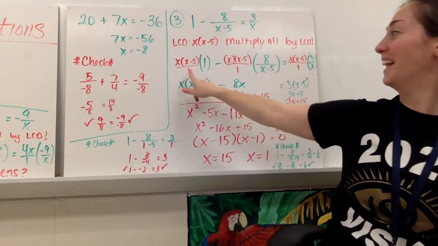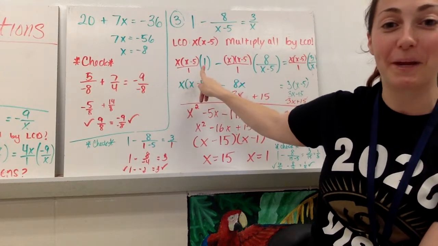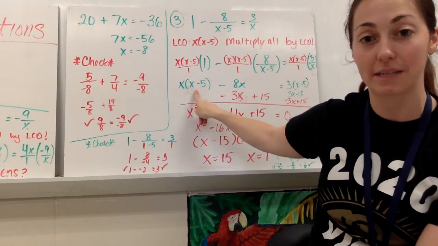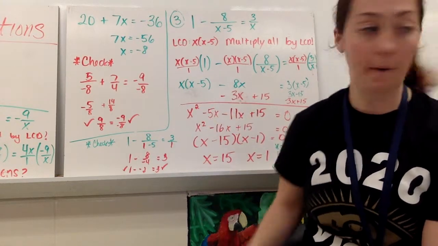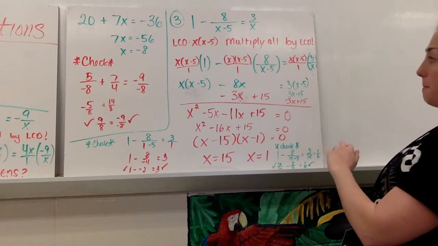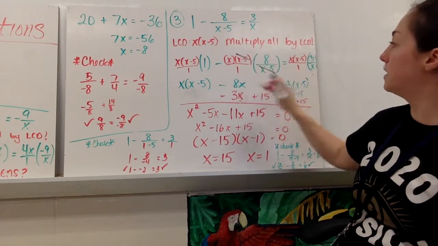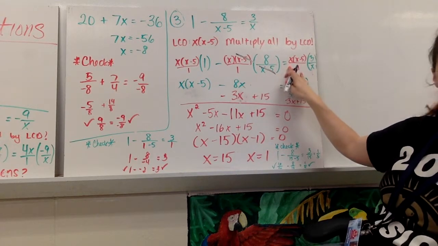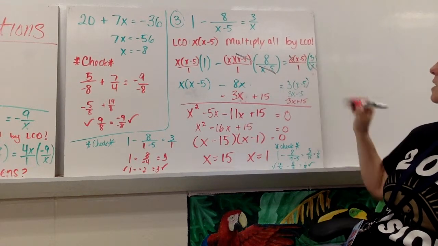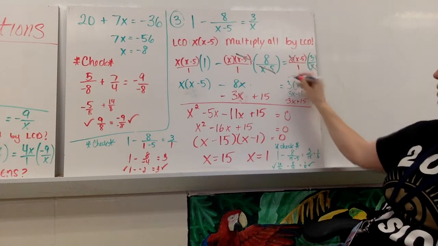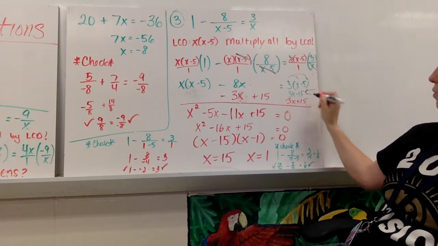All right, so when we multiply everything, x times x minus 5 times everything, you get x times x minus 5. Over here, what cancels? X minus 5 cancels, and I'm left with x times 8, that's 8x. And then over here, I have an x in the numerator and x in the denominator, so I have 3 times x minus 5. Distributing that gives me 3x minus 15 right there.